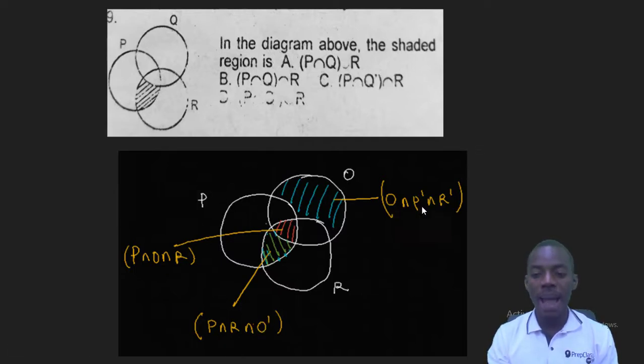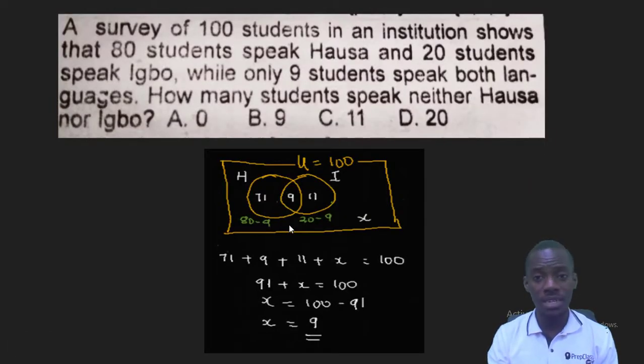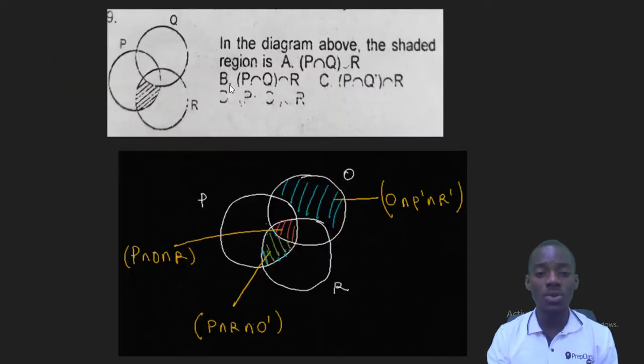But here I am removing P and R, and only focusing on O. Now this red part means I'm not removing anything. It is the point of joining all of them, the point of intersection of all. So it will become P intersection O intersection R. That means the point of combination, and that's the meaning of the symbol. So the answer to this question is just this.